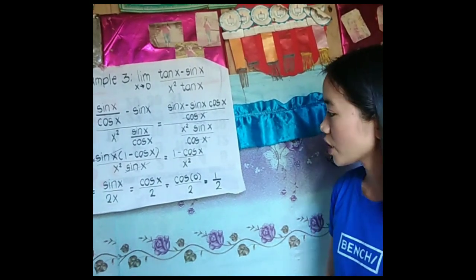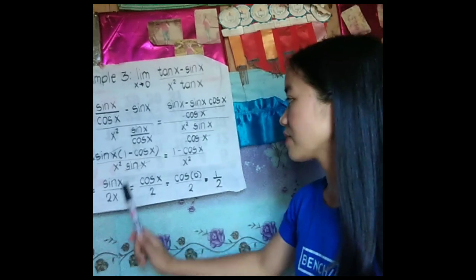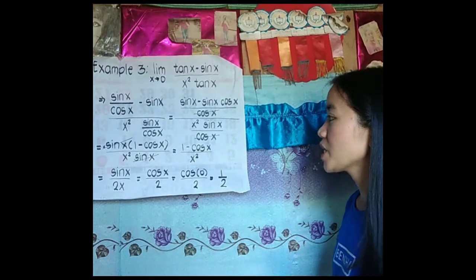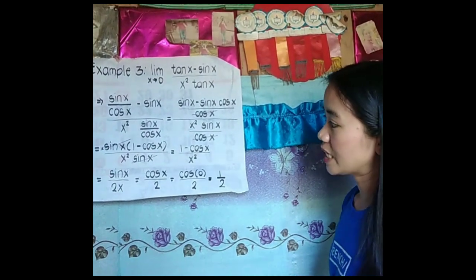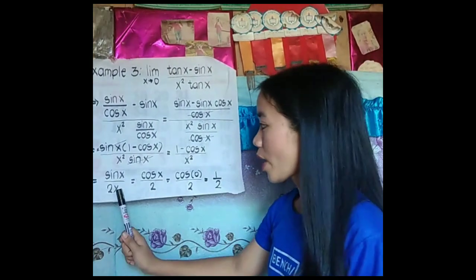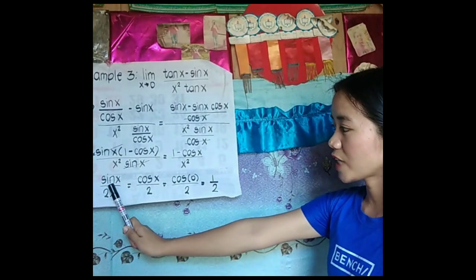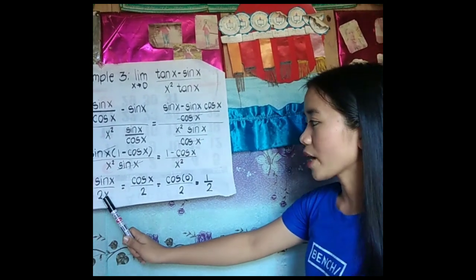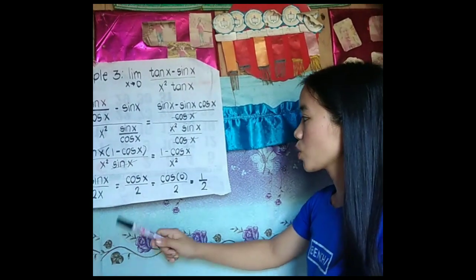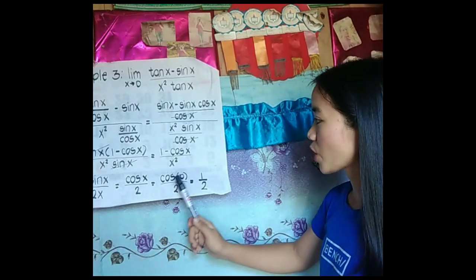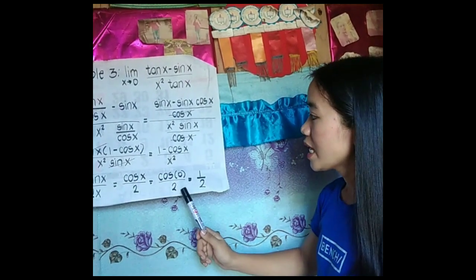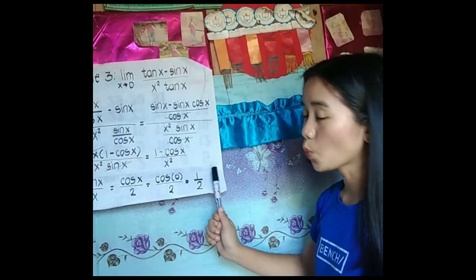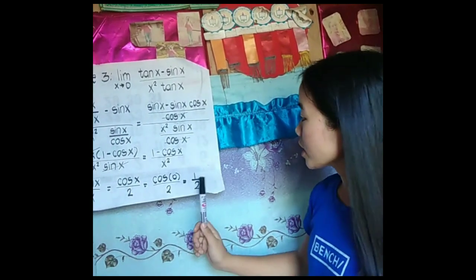Then, if we substitute the value of x, which is 0, we have sin 0 all over 0. So, it is an indeterminate form. So, we will find the derivative of sin x over 2x. The derivative of sin x is equal to cosine x. Then, the derivative of 2x is equal to 2. So, substitute the value of x. We have cosine 0 all over 2. In our unit circle, the value of cosine 0 is equal to 1. So, the result is 1/2.